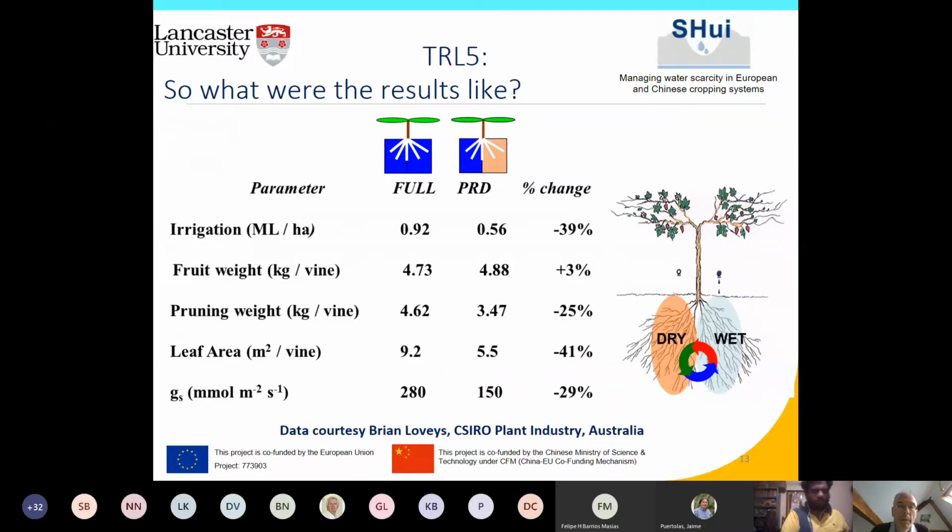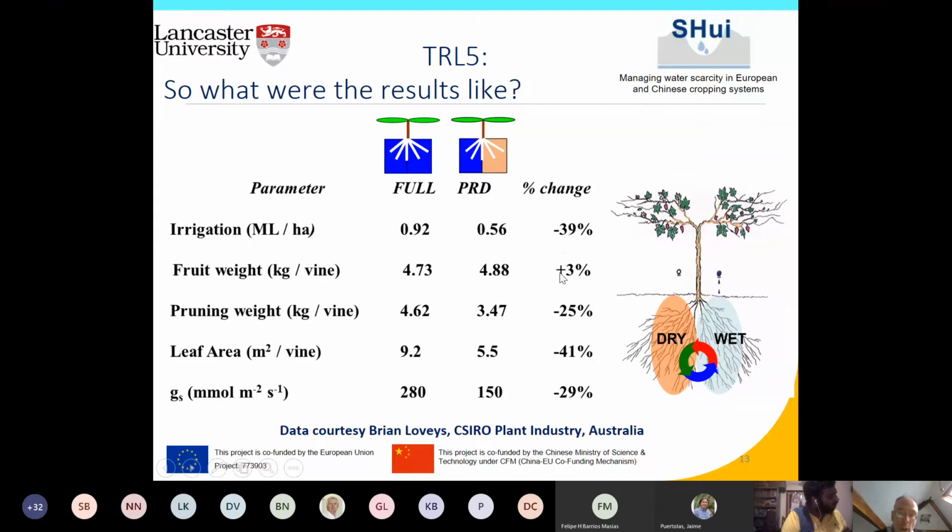So what were the results of these particular experiments like? And these are some of the original data from Brian and Peter's experiments with partial root zone drying. And the results seemed relatively positive, and there was a lot of industry interest at the time. So you can see that by applying the partial root zone drying over a period of time during the season, and you can see that it was an alternate partial root zone drying that was applied, there was a considerable reduction in the amount of irrigation that was applied.